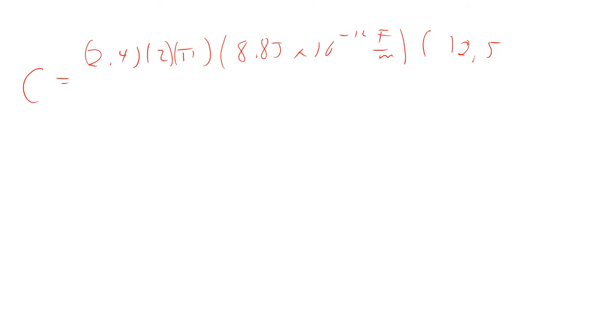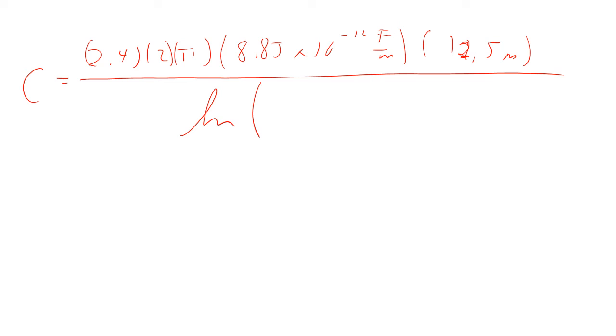So the capacitance is going to be equal to the kappa, which is 2.4, times 2 times pi, times epsilon naught, 8.85 times 10 to the minus 12 farads per meter, times the length, which was 12.5 meters, divided by natural log of 2.35 millimeters divided by 0.512 millimeters.